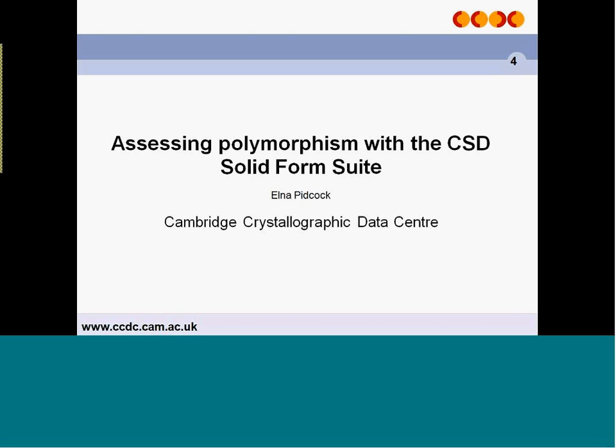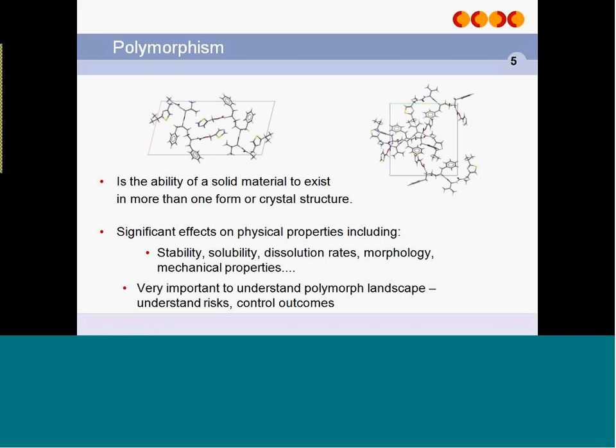Yes, welcome to our third webinar. As has been said, I'm going to be talking about assessing polymorphism with the CSD Solid Form Suite. Okay, so I don't think I need to introduce polymorphism to this audience, and so I'm going to skip over this fairly quickly. But polymorphism is the ability of a solid material to exist in more than one form or crystal structure. And what I'm showing here is the two polymorphs of ritonavir.